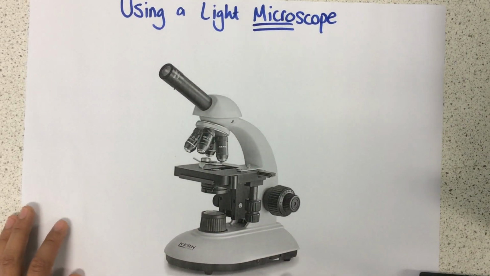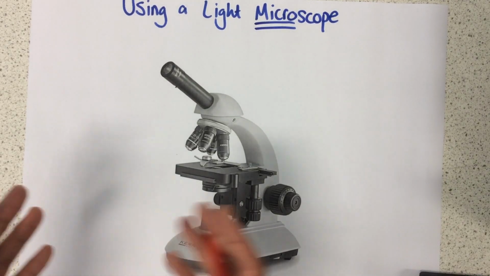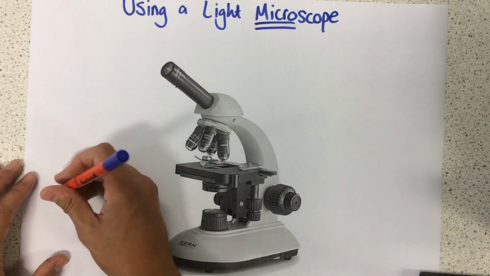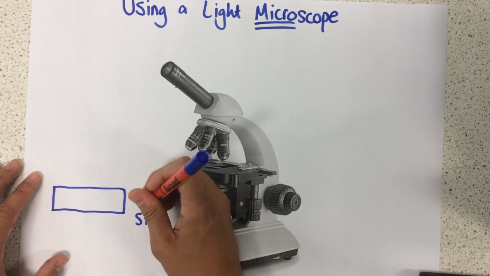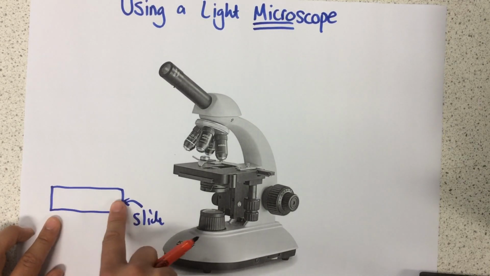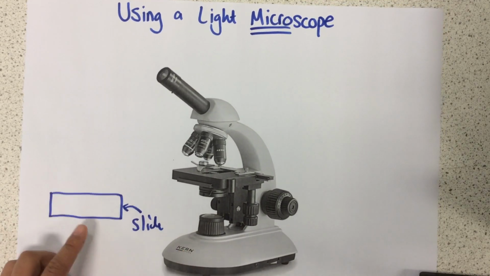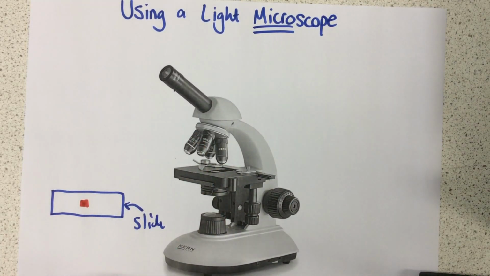So, before we get on to actually using the microscope, if we want to view something with a microscope, first of all we have to prepare it by putting it onto a slide. Now, all a slide is, it's a bit of glass that our sample sits on. It's important that it's glass because it needs to be transparent. So let's say I have a thin slice of onion, really thin slice of onion, and I've put it on my slide.